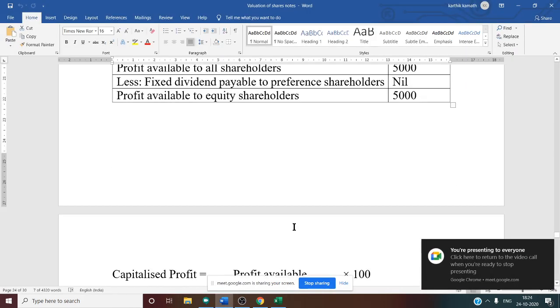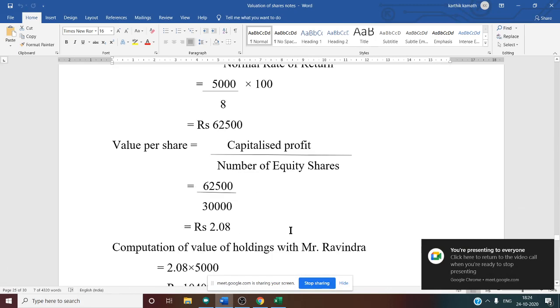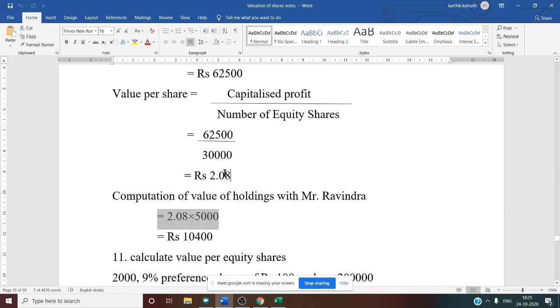5,000 into one share value. What is that? 5,000 into the value of one share. So that is 2.08 into 5,000. If you do that, you will get 10,400. That is the computation of total value held by Mr. Ravindra under the market value method.